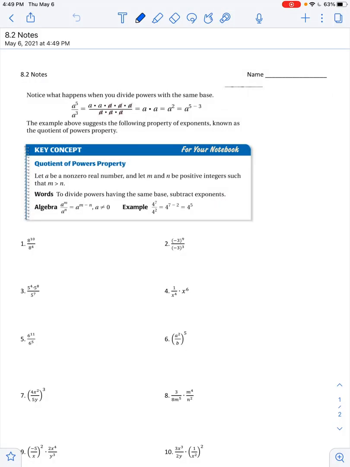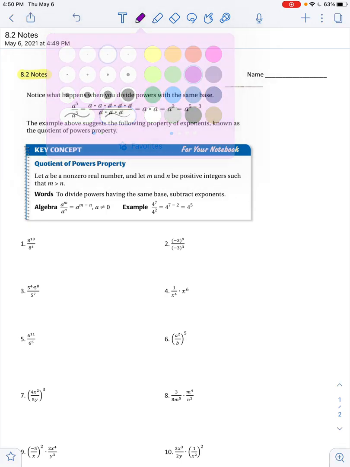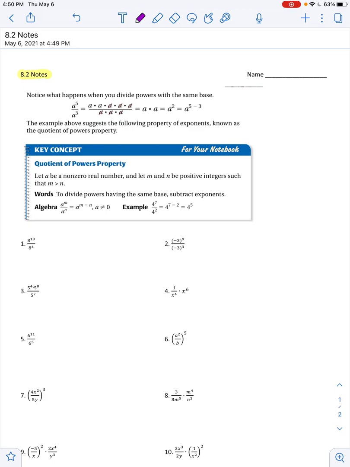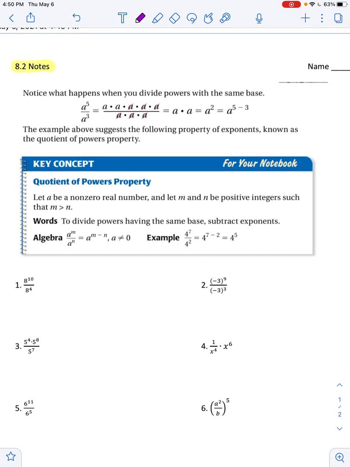All right, ladies and gentlemen, we are going to take a look at the 8-2 notes. We're just continuing our journey through the rules that apply to powers and learning when do I add them, when do I multiply them, and today we're going to learn when do I subtract them.